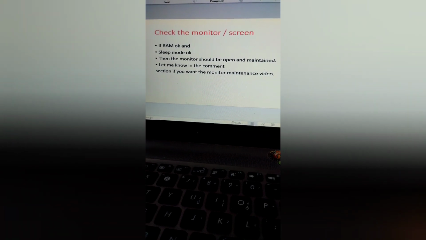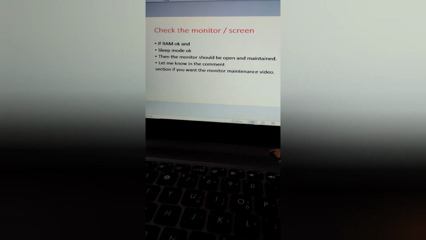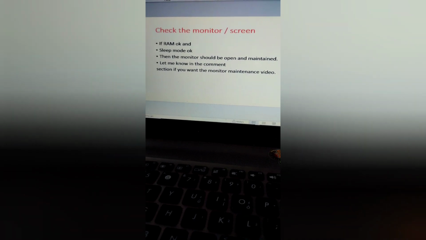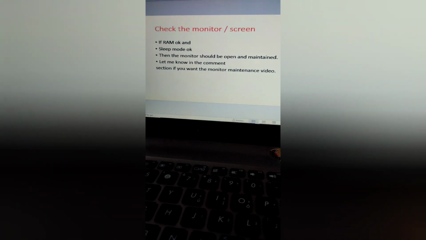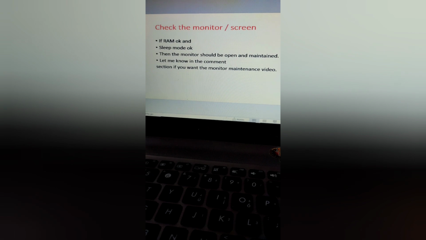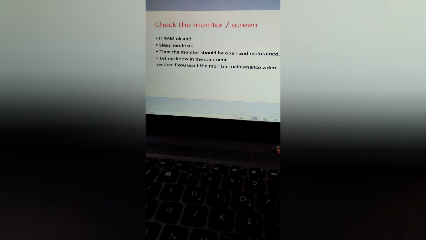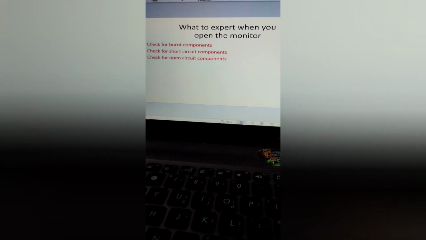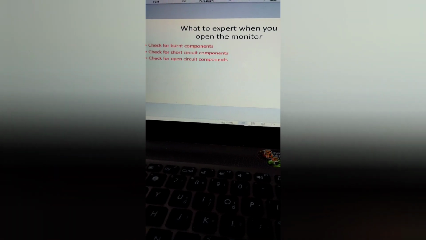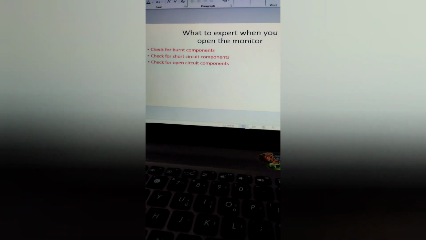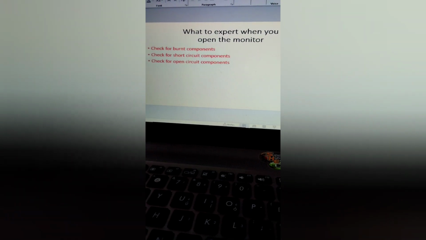So when you open your monitor, you have to observe with all your senses, your hand, the sense of touch, the sense of smell, the sense of hearing, all those ones. You have to see, is something burnt, is something smelling in your system. Most of the time, the problem is with the electrolytic capacitor. So there are a lot of things to expect. Once you open your monitor, you have to check whether a component is bent, or whether there is a short circuit in the monitor, or whether there is open circuit in the monitor.